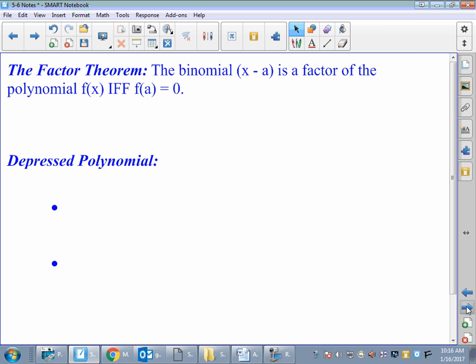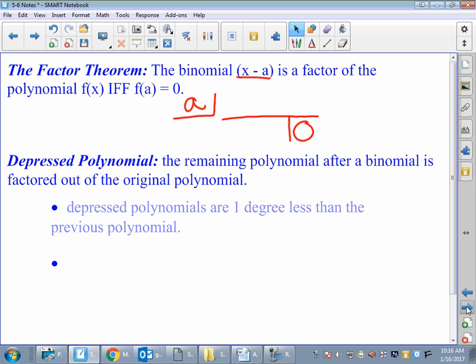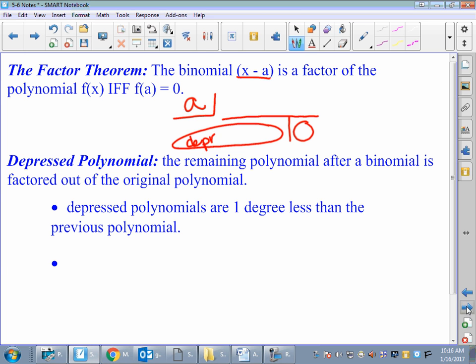So what they're basically saying here is if you have this x minus a as a factor, if I divide a into the synthetic substitution and you get 0 for the remainder, a is a factor, or x minus a is a factor of the polynomial. So some terminology here. A depressed polynomial is the degree less than what you started with. Okay, so it's always 1 less than the previous polynomial. It's what's left over. So this stuff right here is the depressed polynomial.